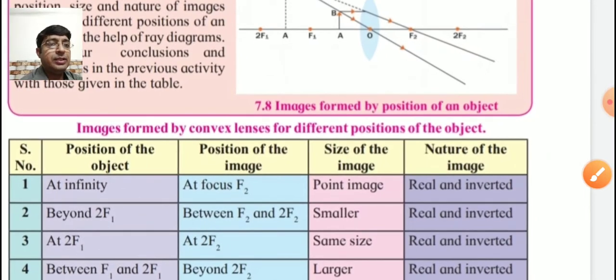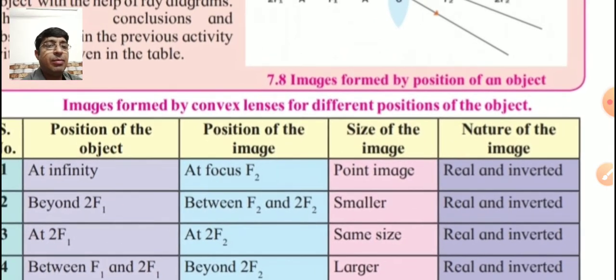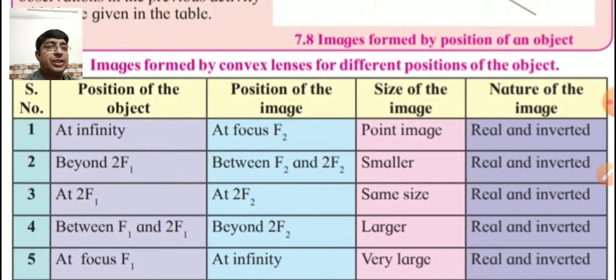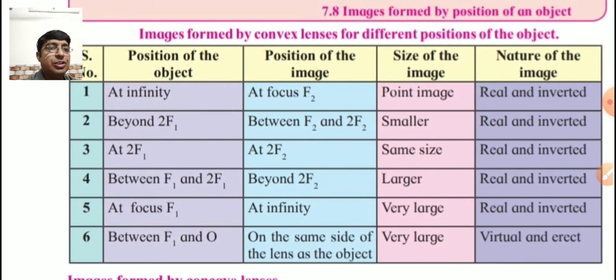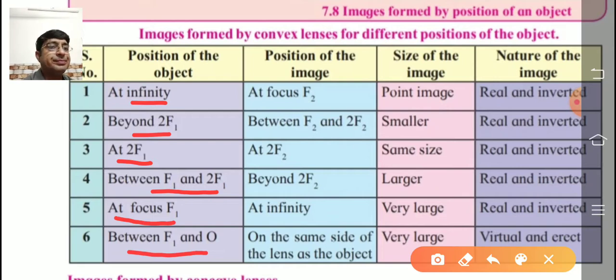In the table below, we learn the details of images formed by convex lenses for different positions of the object. Six different positions of the object are given: at infinity, beyond 2f1, at 2f1, between f1 and 2f1, at focus f1, and between f1 and O. The position, size and nature of the image are given. So we learn these six images on a separate paper.